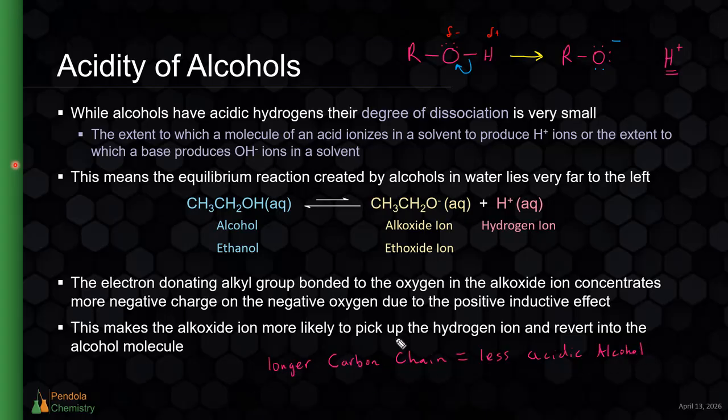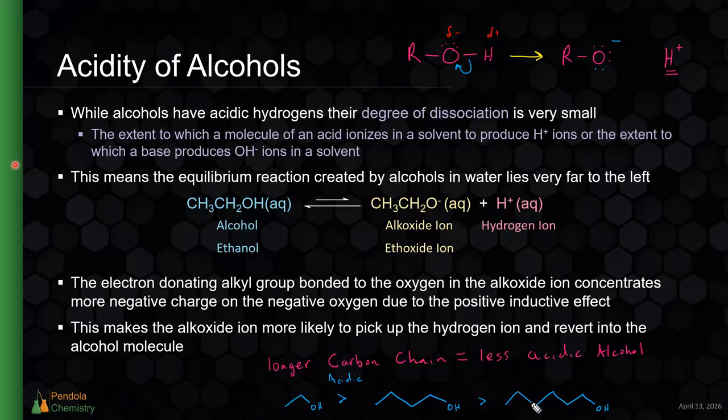So to give a few examples as far as ratings go, let's say something like ethanol, which only has 2 carbons, will be more acidic than something like, let's say here, butanol. 4 carbons. So this will be butanol. And butanol will be more acidic than something like hexanol, which has even more of a carbon chain.